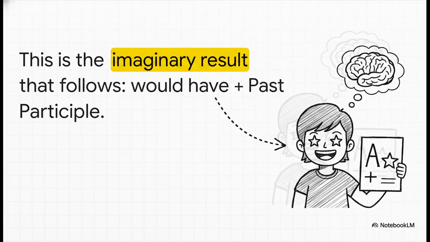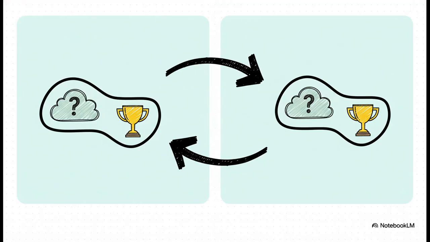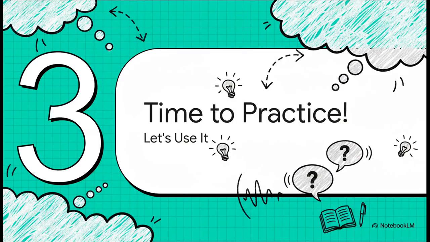And then comes part two, the payoff. This is the imaginary result that would have happened because of that condition. I would have had good scores. So you've got the condition, and you've got the result. They're a team. And here's something cool. You've got options. You can totally flip the sentence around. You can start with the result and end with the condition. The meaning stays exactly the same. The only tiny thing that changes is that little comma in the middle. It just disappears.